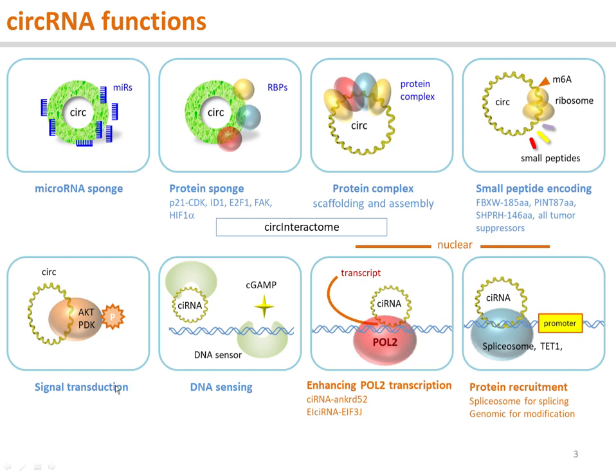Increasingly, circular RNAs are found to interact with signal molecules, such as AKT and PDK, to modulate signal transduction. One interesting circular RNA function is acting as a DNA sensor switch to control the secondary messenger cyclic GAMP.